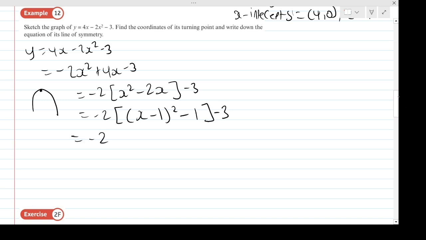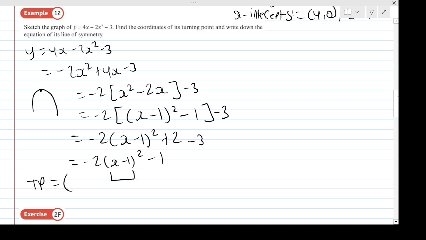And so there, we can expand this, so we have minus 2 lots of x minus 1 squared, and then minus 2 times minus 1 is plus 2, minus 3. That will go to minus 2 of x minus 1 squared, 2 minus 3 is minus 1. Cool. And then quickly we can read off that the turning point is going to be, well, the bracket is 0, so x minus 1 is 0, so x has to be 1. And the y counterpart is going to be negative 1. Okay, so cool, we found the turning point.